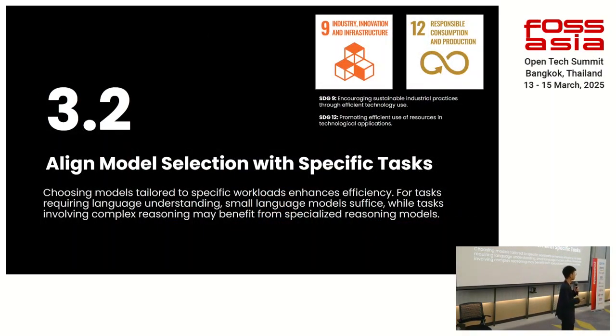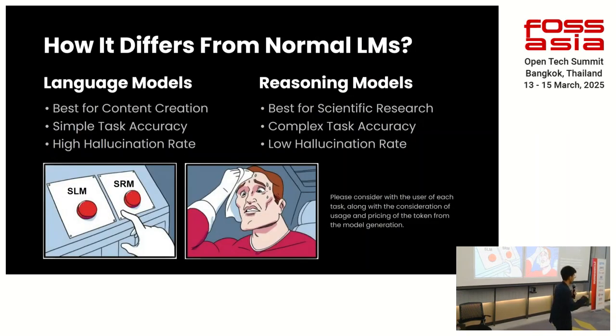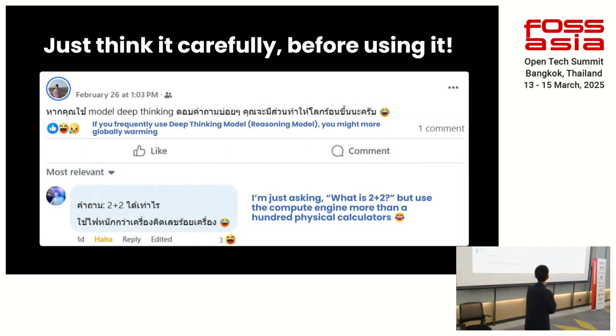The second one is to align model selection with specific tasks. You can see there are key differences between language models and reasoning models. Language models are best for content creation but come with high hallucination rates. If we go with reasoning models, they are best for scientific research and complex task accuracy, with low hallucination rates. However, you need to consider the trade-off between language models and reasoning models because they come with a price. If you ask something simple like 2 plus 2, it might compute in many ways because it reasons, processing and thinking a lot to make sure that 2 plus 2 is 4.